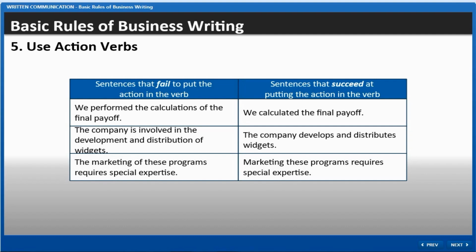Let's look at the first sentence. We performed the calculations of the final payoff. This sentence would be better written using action verbs as, we calculated the final payoff. In the next sentence, the company is involved in the development and distribution of widgets. This could be better written as, The company develops and distributes widgets. And the last sentence, the marketing of these programs requires special expertise, would be better written as, marketing these programs requires special expertise.